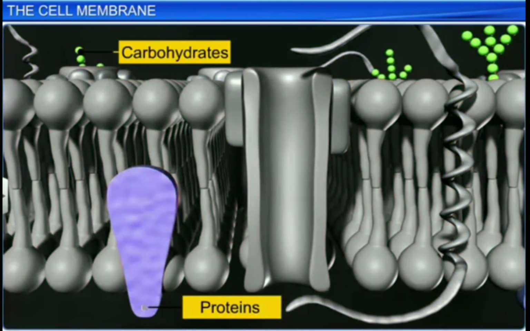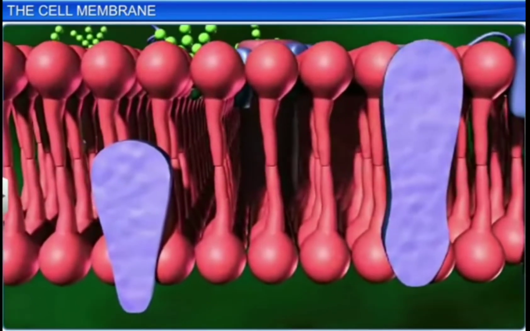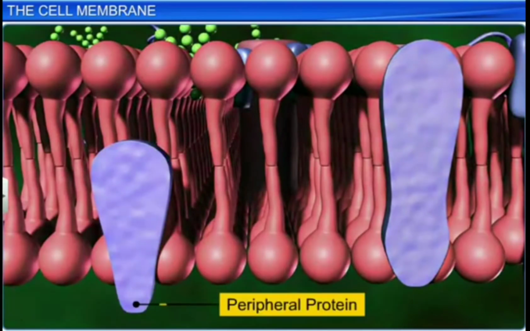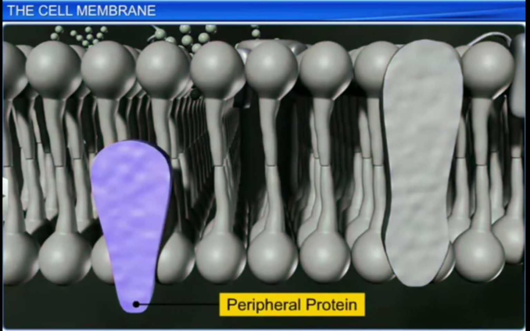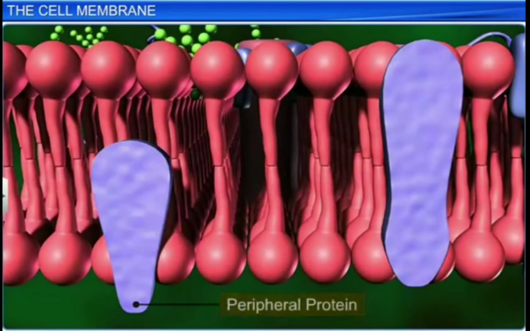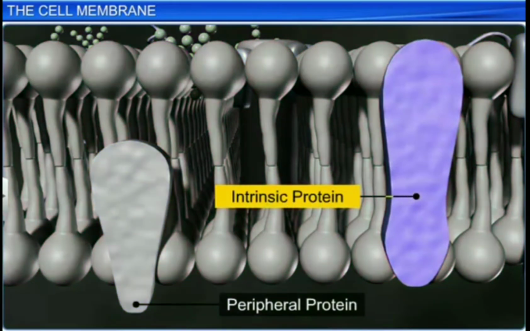Moreover, the proteins are arranged in two forms, peripheral and intrinsic. Peripheral proteins lie on the surface of the membrane and can be easily removed by physical methods. On the other hand, intrinsic proteins are totally or partially embedded in the bilayer and can be removed only after disrupting the entire membrane.